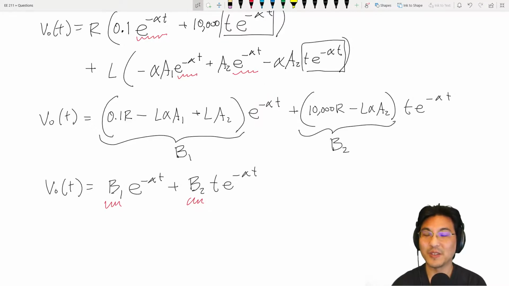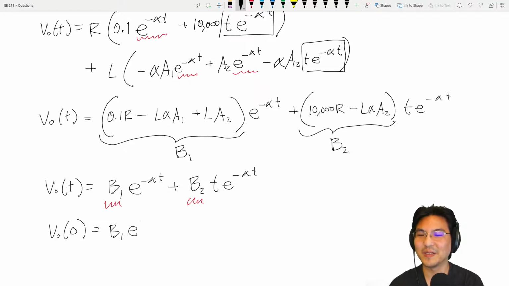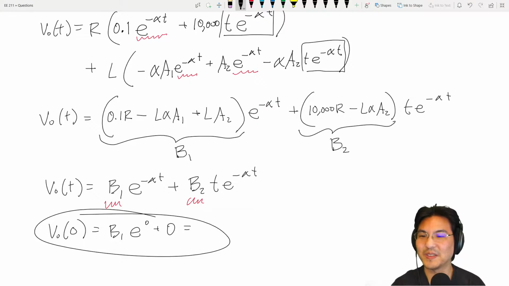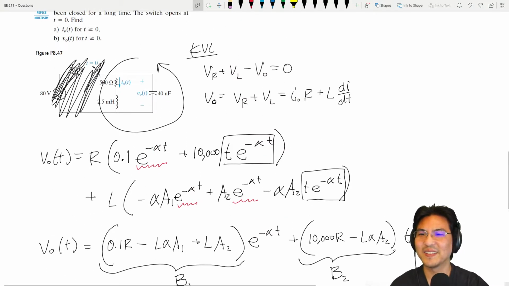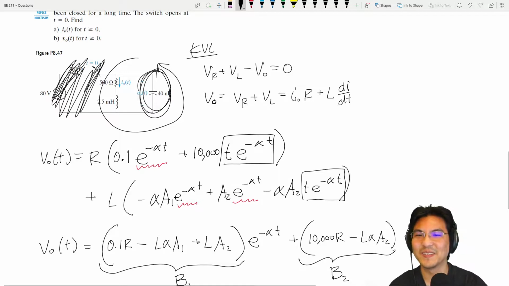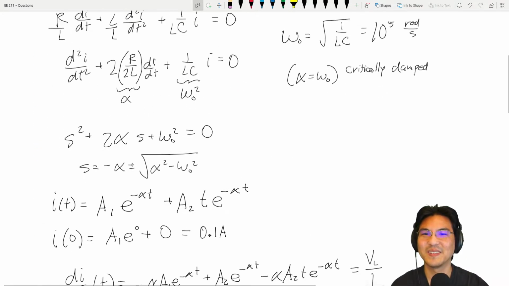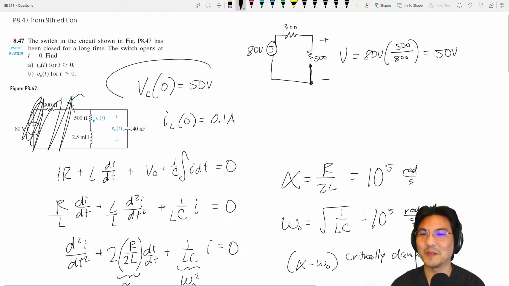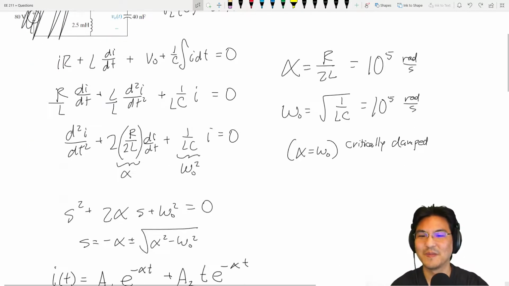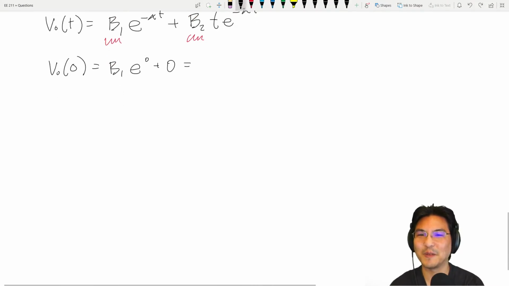Okay, so how do we do that? Let's use initial conditions. V at t equal to 0. So B1 e to the 0 plus B2 times 0. So this whole thing is 0, and e to the 0 is 1. I'll just leave it like that. Equals, do we know the voltage across the capacitor when t equal to 0? Yes, that was like the very first thing we did. It was 50 volts. So B1 is 50, halfway done.